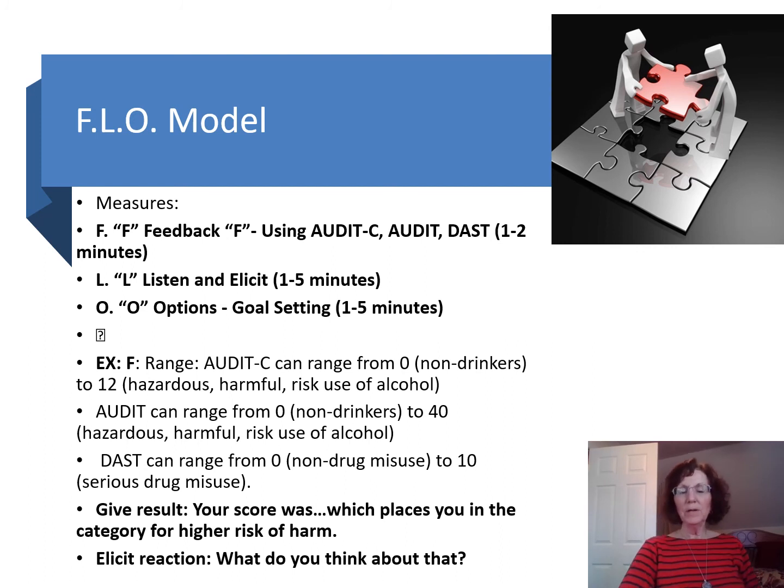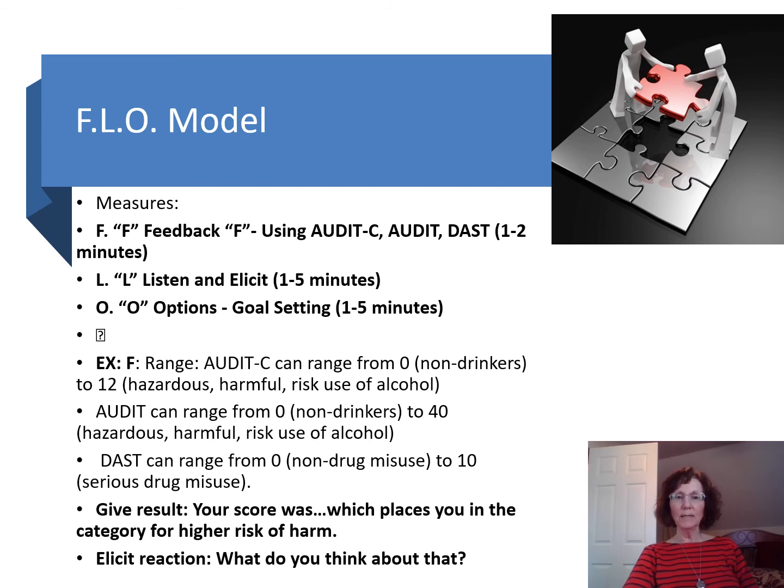Now, when we've done all the screenings, we have to give the patient feedback on the results of those screenings. So here we will use the FLOW model. FLOW talks about feedback. When we use the AUDIT-C, the AUDIT, the DAST, any of the tools that we've discussed, we want to give the patient feedback. So we tell them what their score is. We listen and elicit information from them. How do they react to that? And then O is the options, the goal setting, which is 1 to 5 minutes.